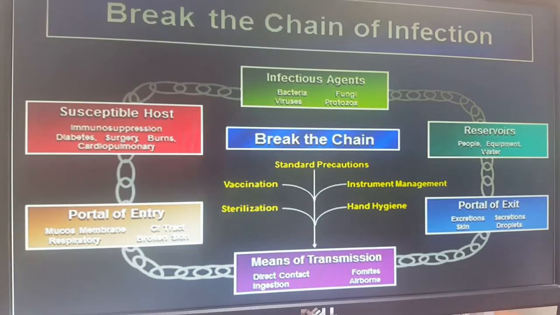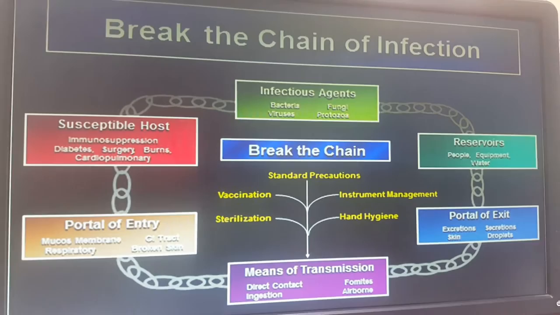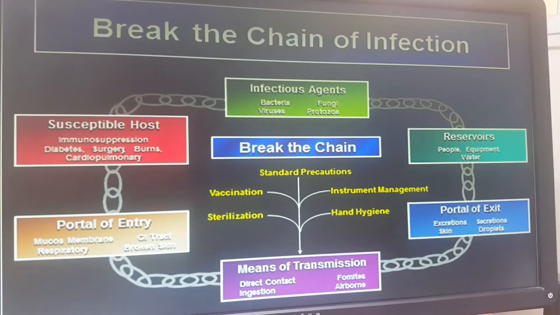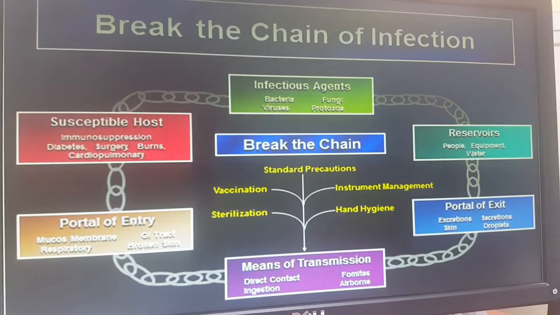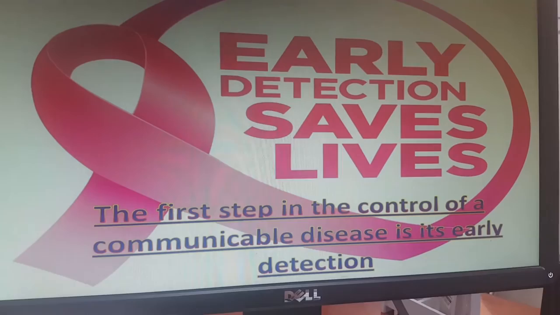How will we break the chain? You have to follow the standard precautions: hand hygiene and PPE break the chain of infection. You have to receive vaccination, so if you are exposed to blood diseases and you receive the vaccine, for example for hepatitis B, you will break the chain and be safe. Sterilization of the instruments is also very important, so it breaks the chain and there is no transmission to the patients. The first step in the control of communicable disease is early detection.